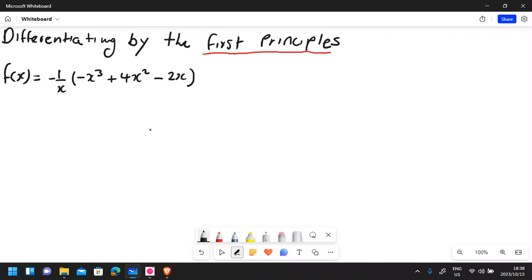I would say pause and try to do this one, and let's see if you were able to manage to get the answer, the one that I'm going to get right now.